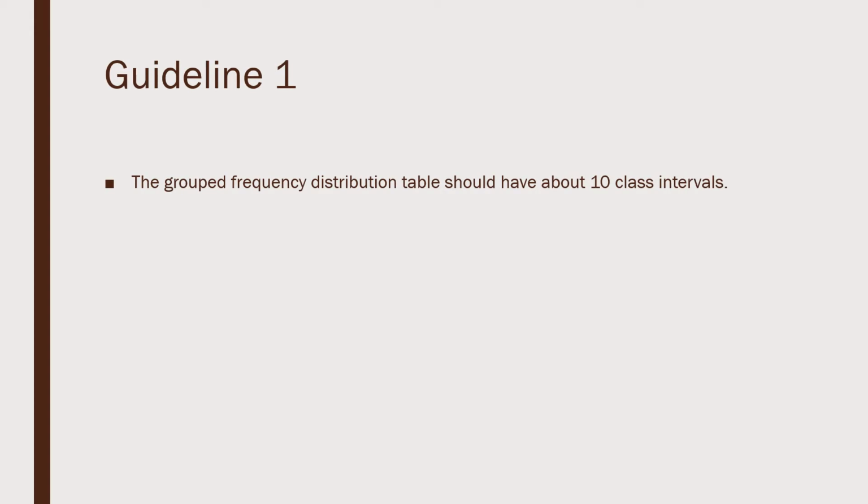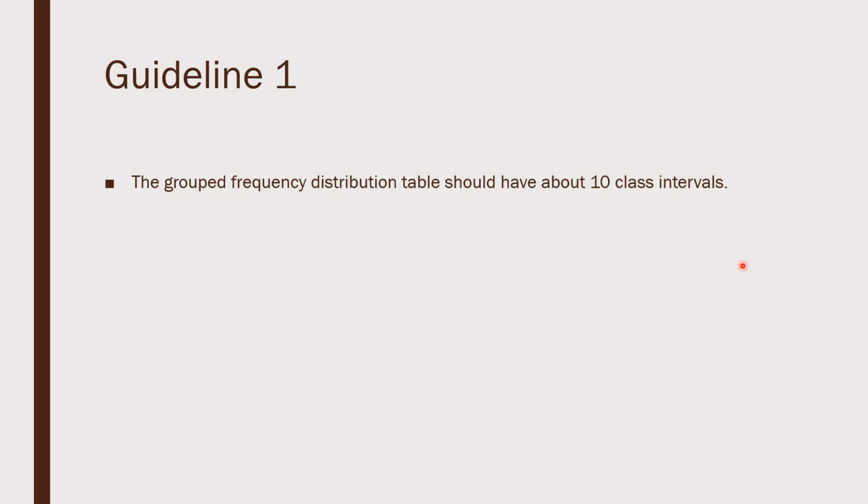Now we have four guidelines to kind of decide how we would go about creating these class intervals for grouping data in a table. So let's go over the first guideline. The group frequency distribution table should have about 10 class intervals. Notice how it says about, which means it doesn't have to be equal to 10 class intervals. It should be around it because we like numbers that are easy for us to interpret.